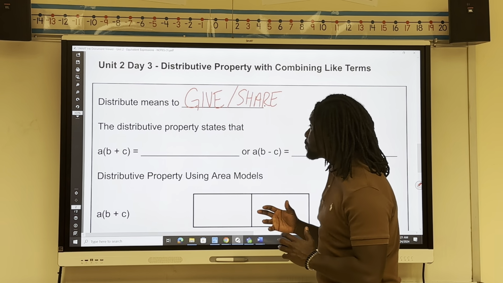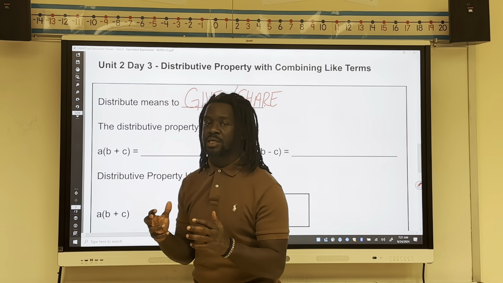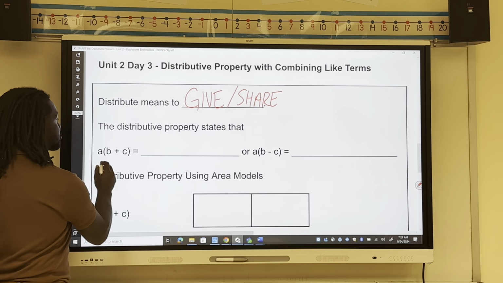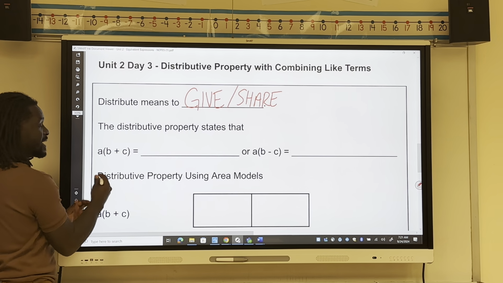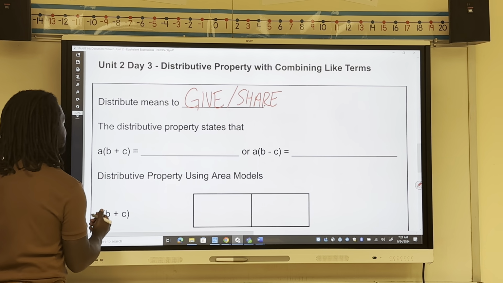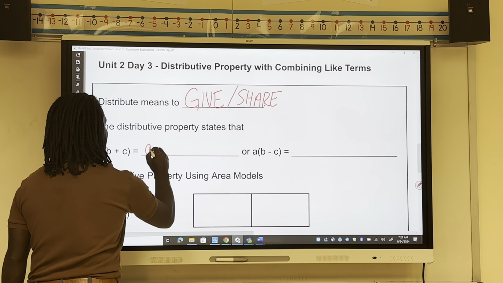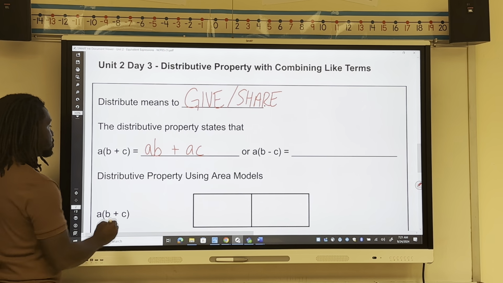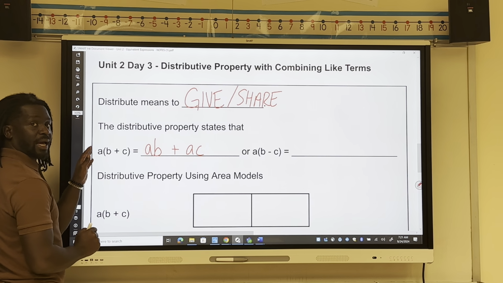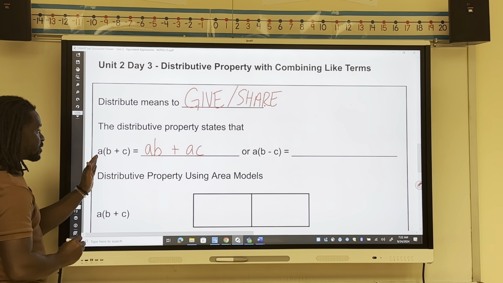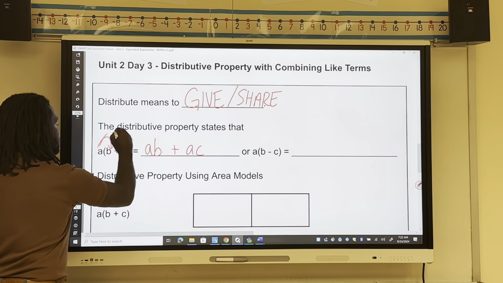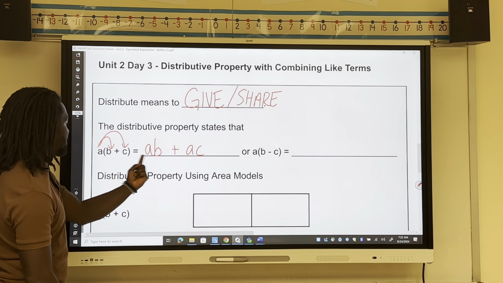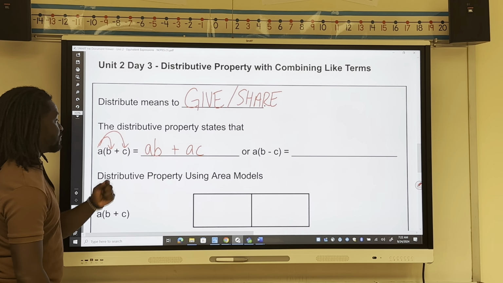And so the distributive property states, and I'm going to start by using A, B, and C to represent other letters, that A times the sum of B and C is the same as A times B plus A times C. In other words, I am taking whatever number is on the outside, and I am multiplying it by both of the values on the inside, right? So A times B, that's AB, and then A times C, okay?